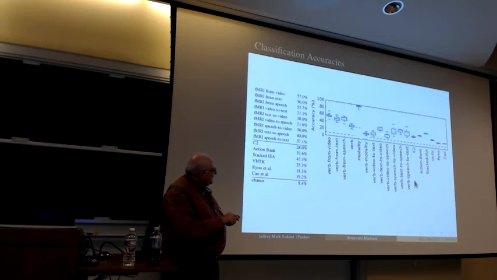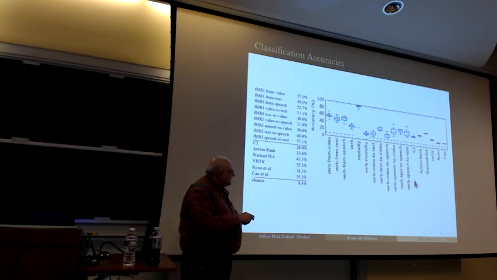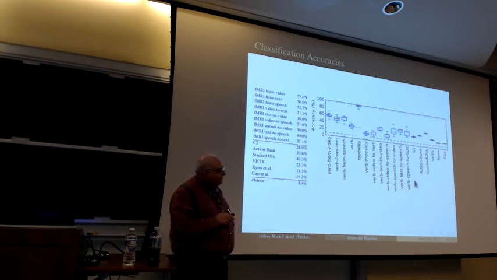Some of them are down over here, like when you train on video. Some of them are over here, like when you train on text and speech. I'll get back to that in a moment. And here are computer vision systems, much worse than all of this.